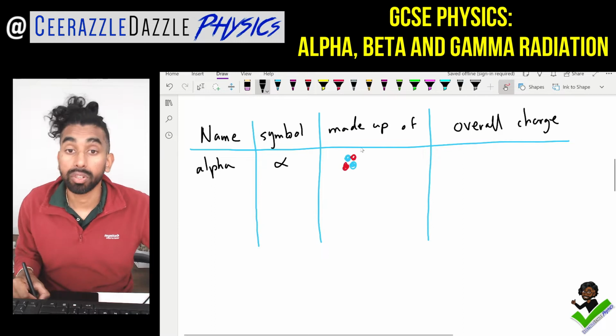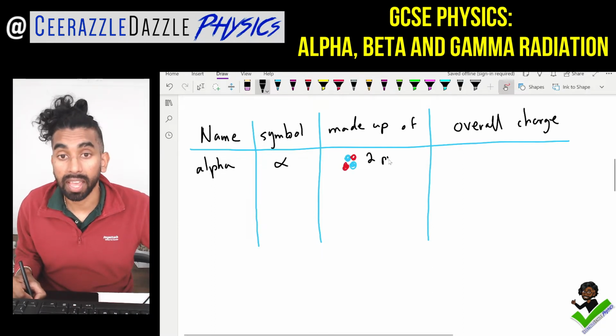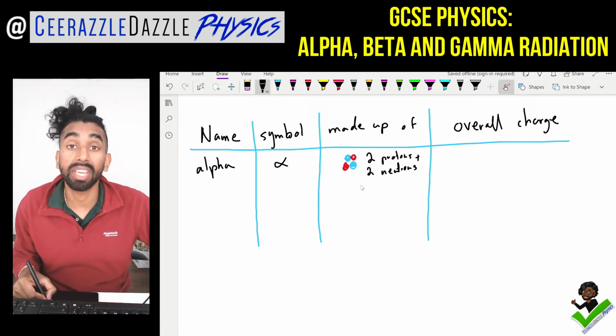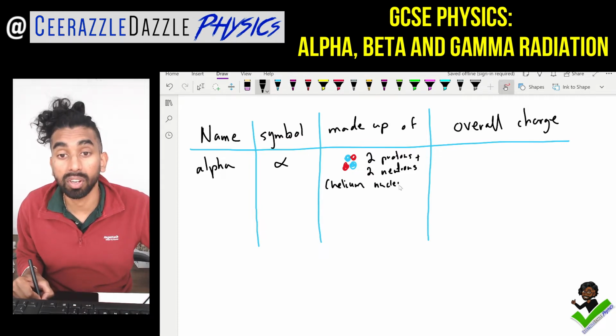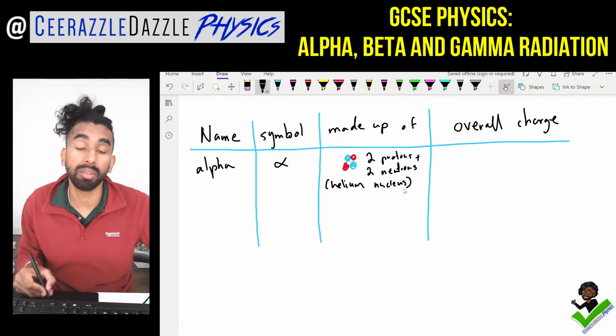It's made up of two protons over here, and there are also two neutrons. Two protons plus two neutrons. And it is very similar to a helium nucleus. So I'll put that down in brackets, helium nucleus. Notice there are no electrons going around it, that's why it's just the helium nucleus.